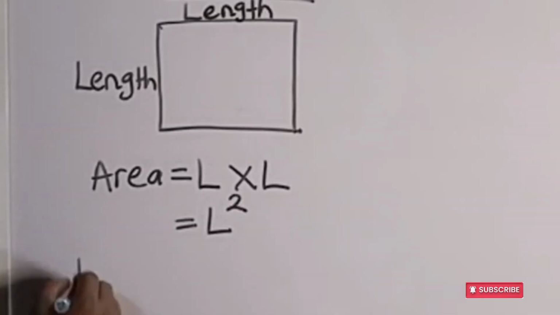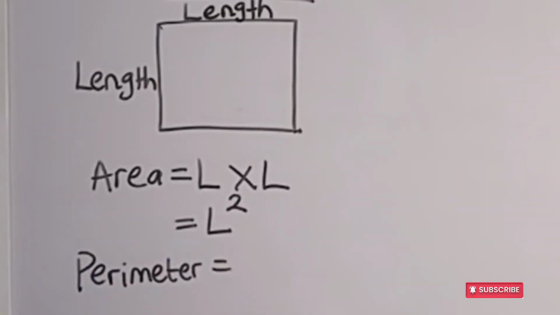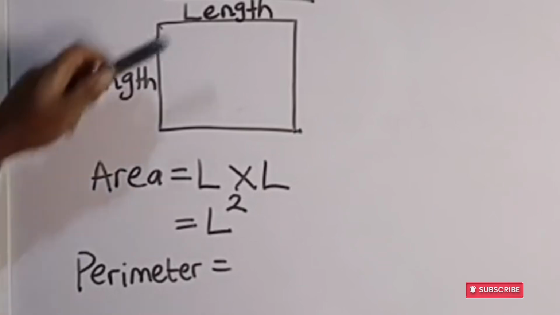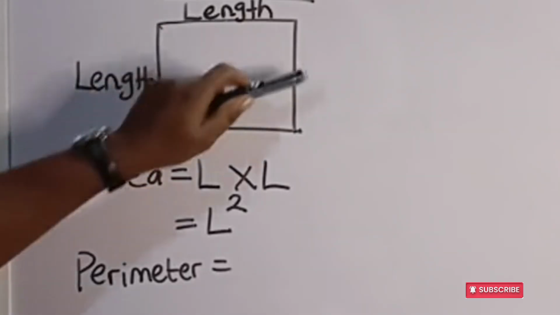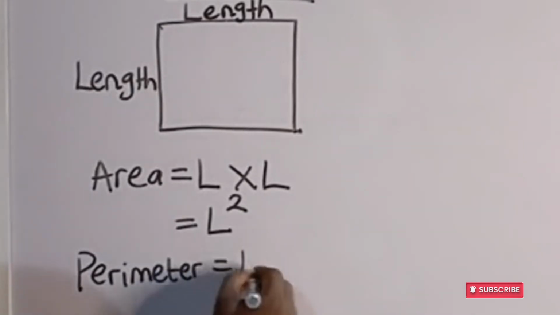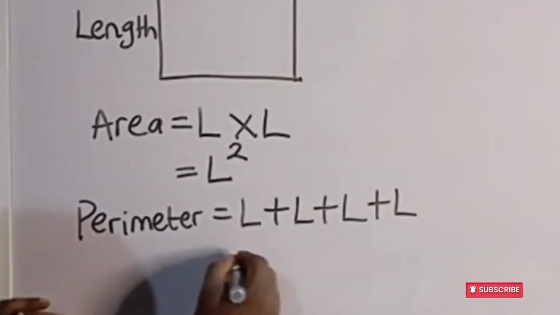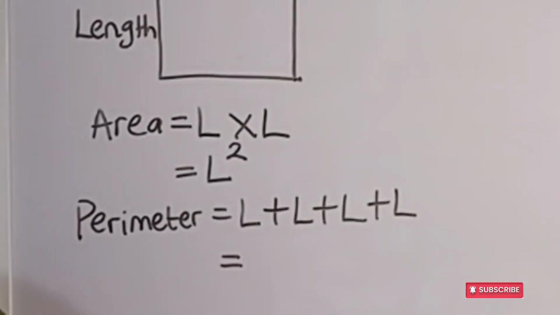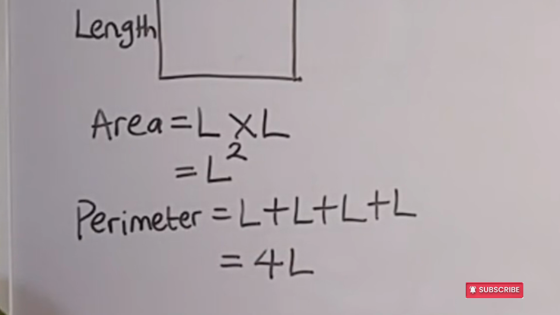Then the perimeter. The perimeter of a square is, remember, perimeter is the sum of all the sides. So length plus length plus length plus length. So that will give us 4 lengths. So that's the formula for perimeter of a square. Let's look at a few examples.